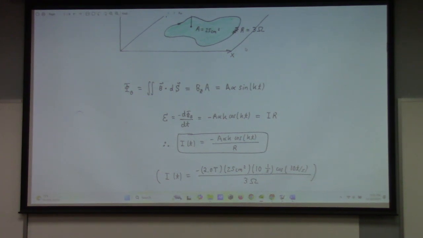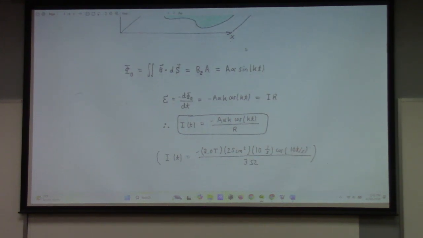So this is just straight Faraday's law, right? The time derivative of the flux is equal to the induced voltage. And then Ohm's law gives us that the voltage is the current times the resistance, right? So that's that.